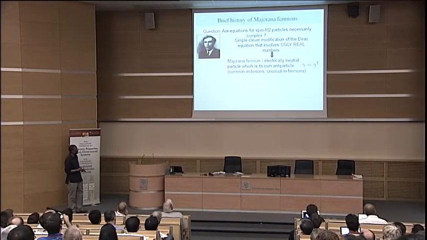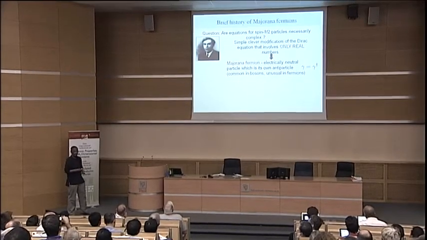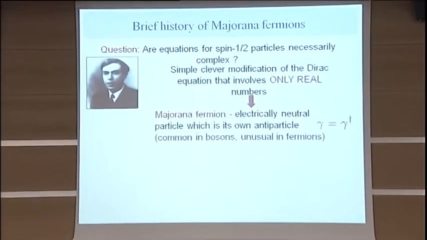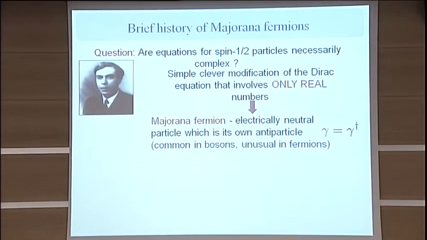Okay? So when you do that, a Majorana fermion has to be electrically neutral because you're using pure real numbers. So particle and antiparticle have to be the same. When you conjugate them, they're the same object. So it must be its own antiparticle. So Majorana realized that, and he was a bit disappointed.